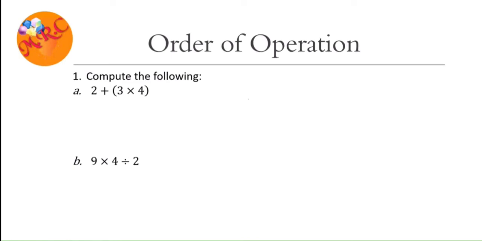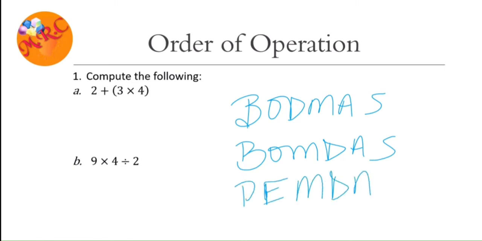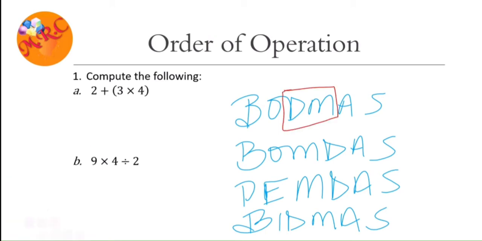When we look at order of operation, a few things come to mind: BODMAS, BOMDAS, PEMDAS, or BIDMAS, and there might be others. What they're trying to say is that we work the bracket first, and then the next thing we do is powers, if we have any exponents, and the next thing we'll do is multiplication or division, whichever one comes first. And the last thing that we'll do is addition or subtraction, whichever one comes first.